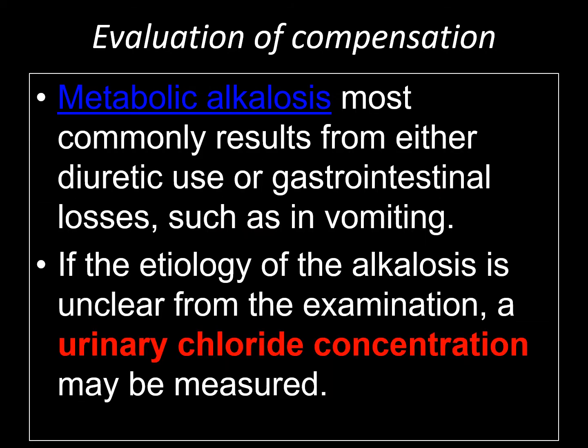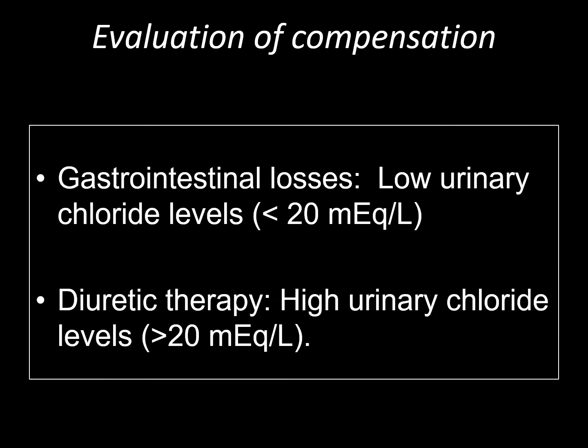Metabolic alkalosis most commonly results from either diuretic use or gastrointestinal losses, such as in vomiting. If the etiology of the alkalosis is unclear from the examination, the urinary chloride concentration may be measured. Gastrointestinal losses are noted to have low urinary chloride levels, less than 20 milliequivalents per liter, while patients currently on diuretic therapy present with high urinary chloride levels, more than 20 milliequivalents per liter.